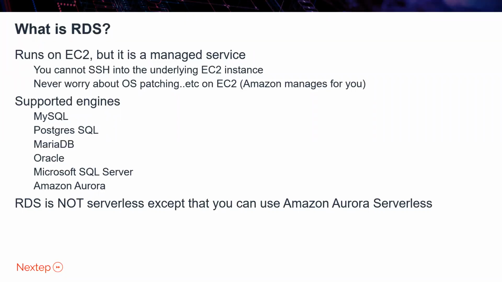Okay. And these are the supported engines. It supports MySQL, PostgreSQL, MariaDB, Oracle, Microsoft SQL Server, and Amazon has its own flagship relational database called Amazon Aurora. There is a concept called serverless, but don't worry about serverless right now. We'll talk about that later. But for now, RDS is nothing but a relational database service where you'll be able to create and manage the relational database in cloud in AWS.